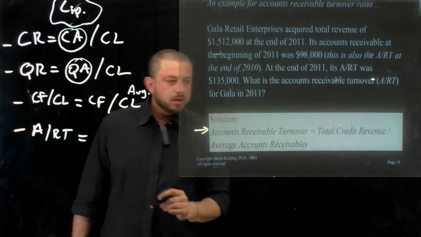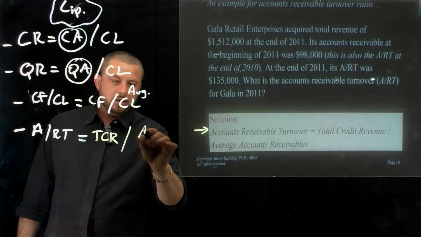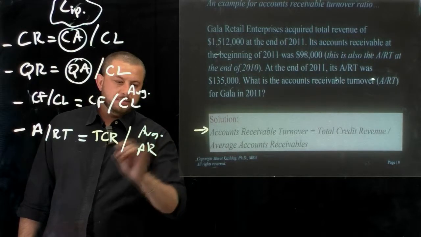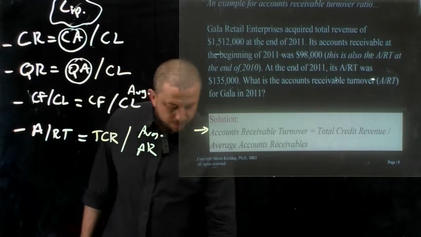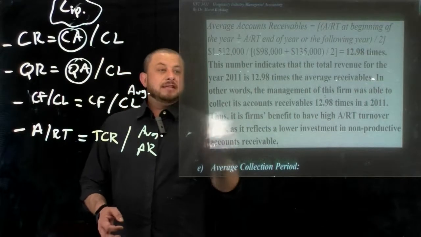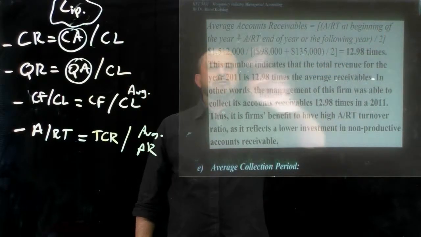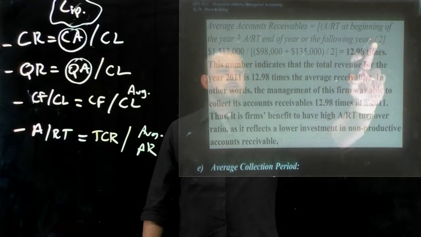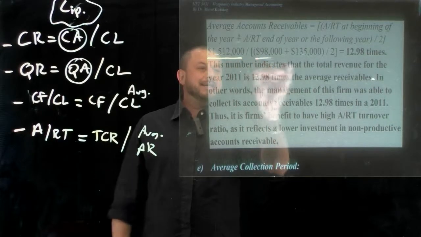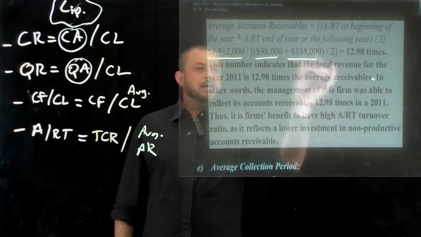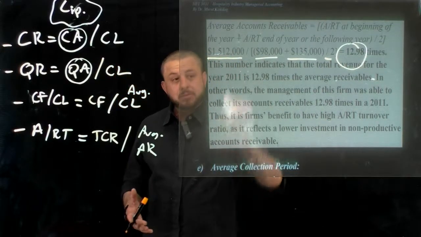Accounts receivable turnover is equal to total credit revenue, TCR, okay, over average accounts receivable, AR, whatever you want to call it. It can be different, okay? So how are we going to deal with this, guys? Take a look. This is how we take the average: AR at the beginning of the year plus AR at the end of the year, over 2. So we have this amount for the total credit revenue, and then $98,000 plus $135,000, and the whole thing is divided by 2, which gives 12.98 times. So your accounts receivable turnover is 12.98 times.